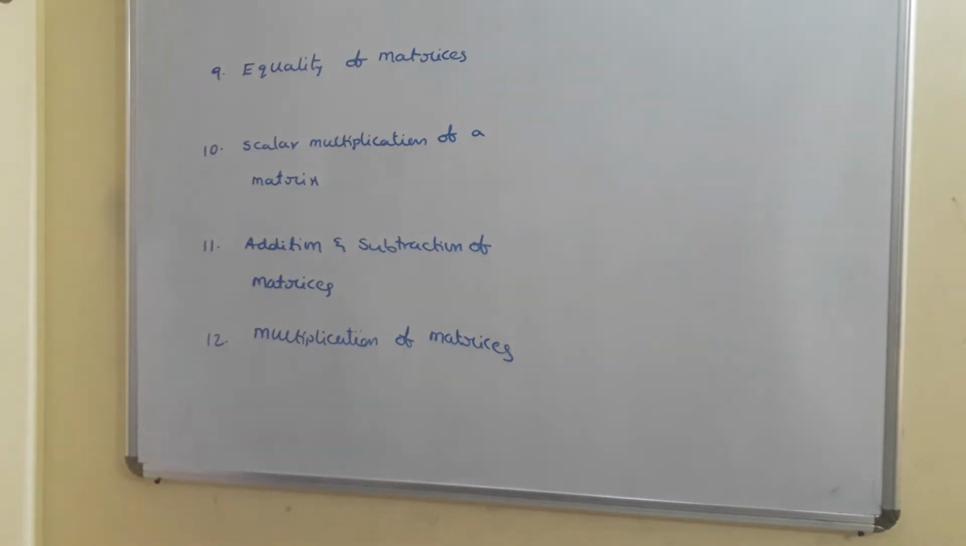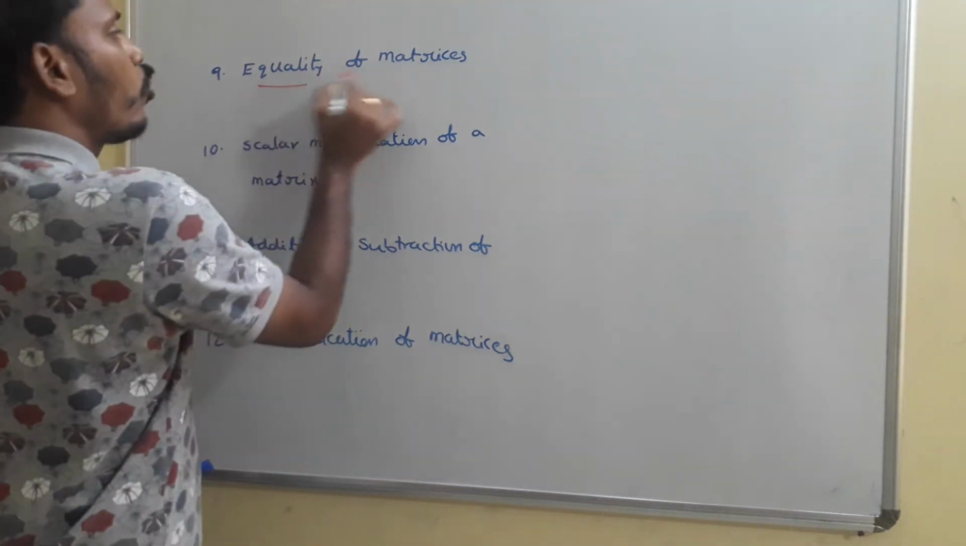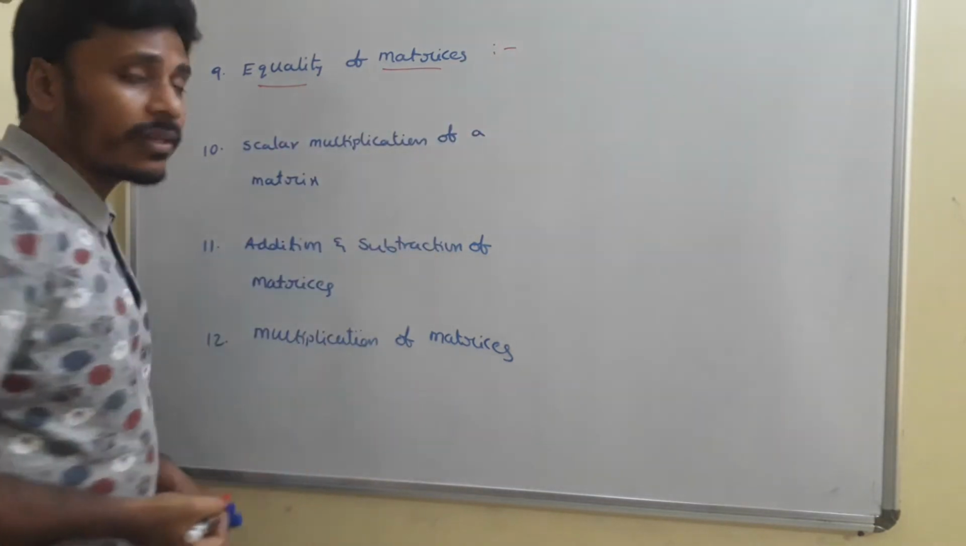First one is equality of matrices, or equal matrices. In the sense, we say two matrices are equal whenever they are equal.